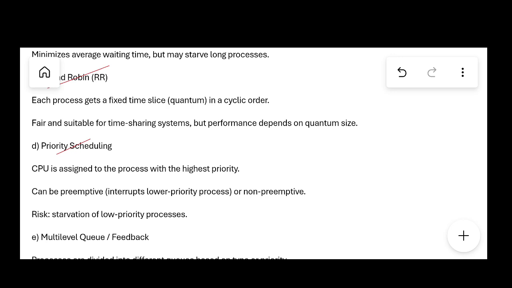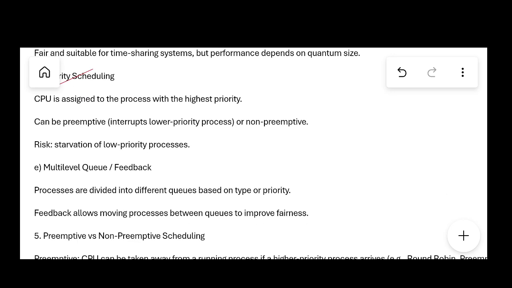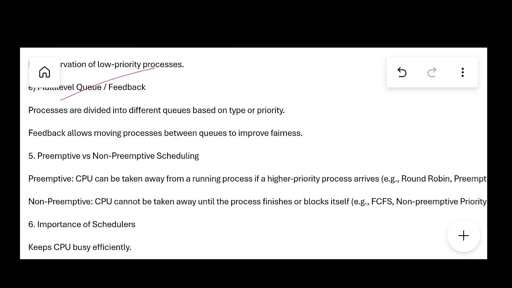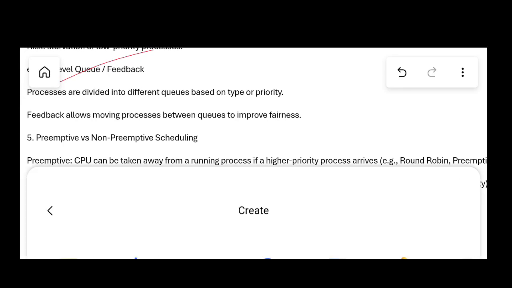Then multi-level feedback queue. Processes are divided into queues based on type or priority. If a process waits too long, it can be moved between queues to improve fairness. Now let's see preemptive versus non-preemptive scheduling.